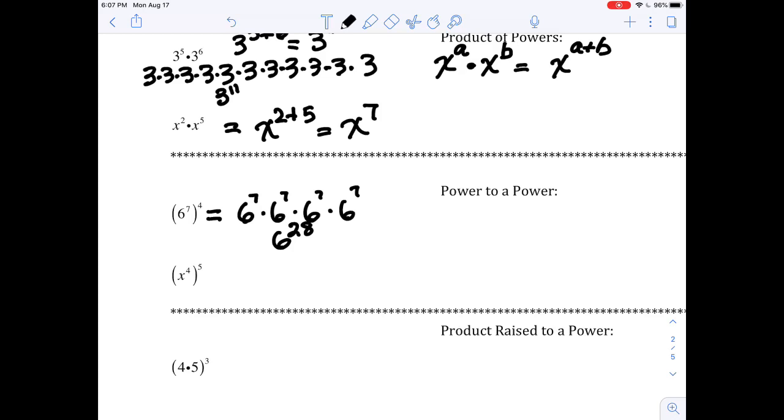So if we look back at the 7 and the 4, a shortcut would be to multiply those powers, or multiply the exponents 7 and 4. And if you multiply 7 and 4, you get 28. So x raised to the a raised to the b power, our shortcut is x to the ab. And so x to the 4th to the 5th, why don't you go ahead and try that using the shortcut and then check your answer.